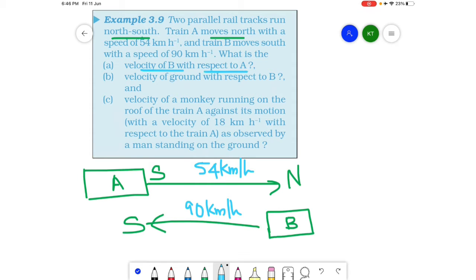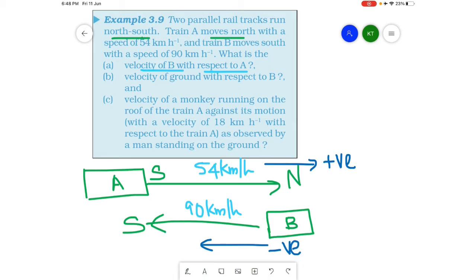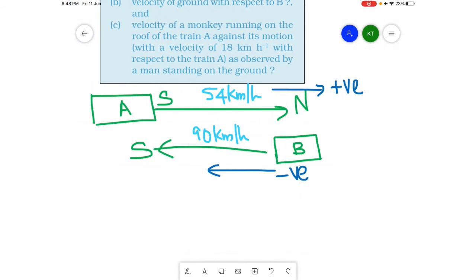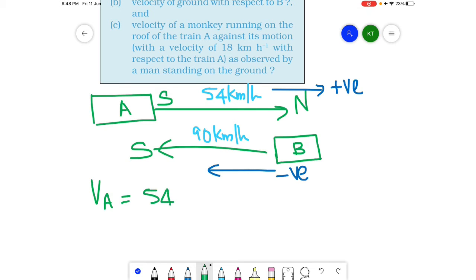You're supposed to find the velocity of B with respect to A. That is the A part. Now, if we consider this direction to be positive, this direction would be negative, because one is moving along the positive x-axis and the other along the negative x-axis. So the velocity of train A would be 54 km per hour. Let's convert this into meter per second. If you multiply by 5 by 18, we get the velocity to be 15 meter per second.